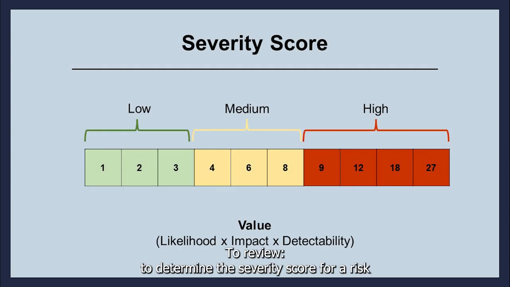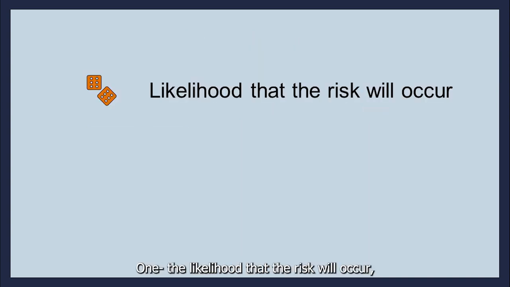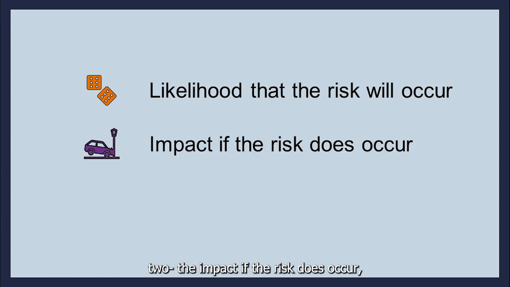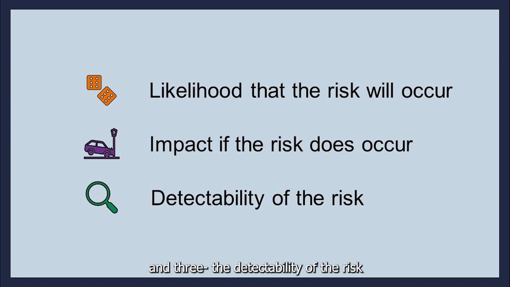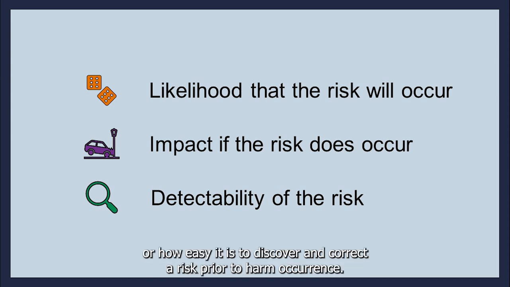To review, to determine the severity score for a risk, you must assess 1. The likelihood that the risk will occur, 2. The impact if the risk does occur, and 3. The detectability of the risk, or how easy it is to discover and correct a risk prior to harm occurrence.